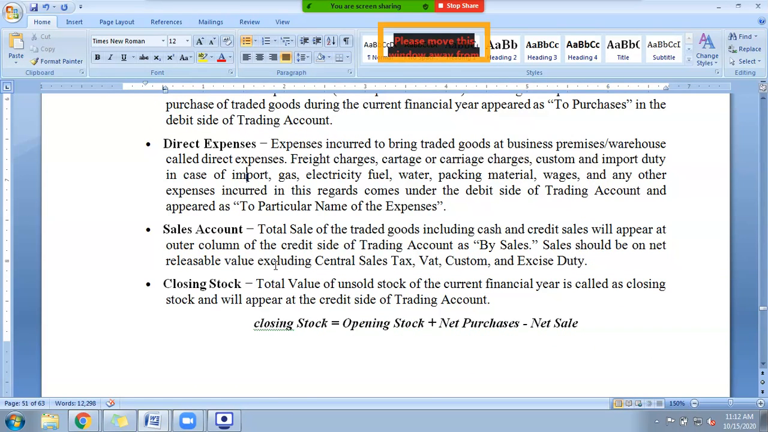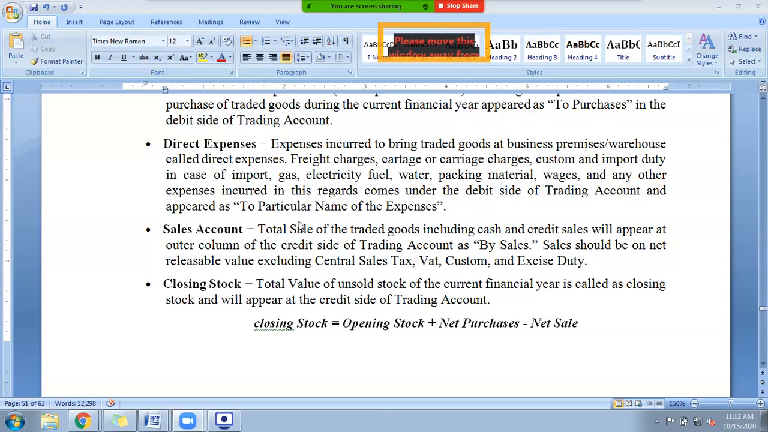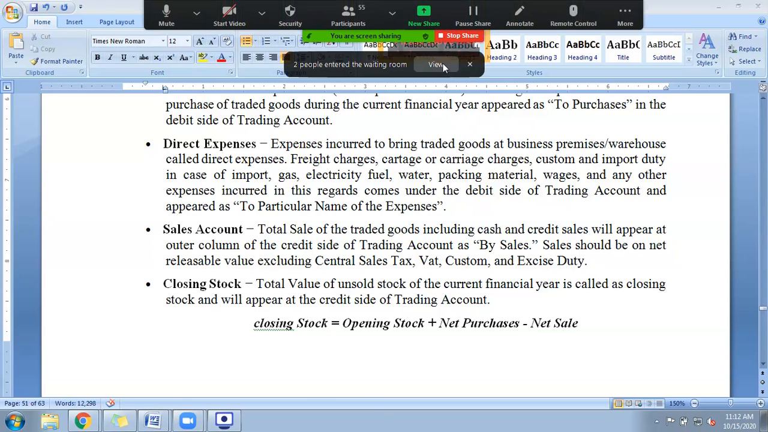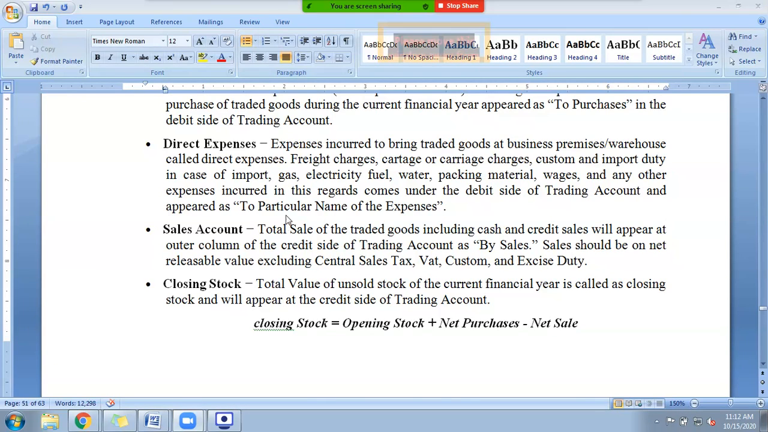Sales account. Whether it is cash sales or credit sales, that will be recorded on the credit side of the trading account. Sales should be net sales, excluding sales tax, VAT, customs excise duty, whatsoever. All those things we will deduct and we will put sales in the credit side.